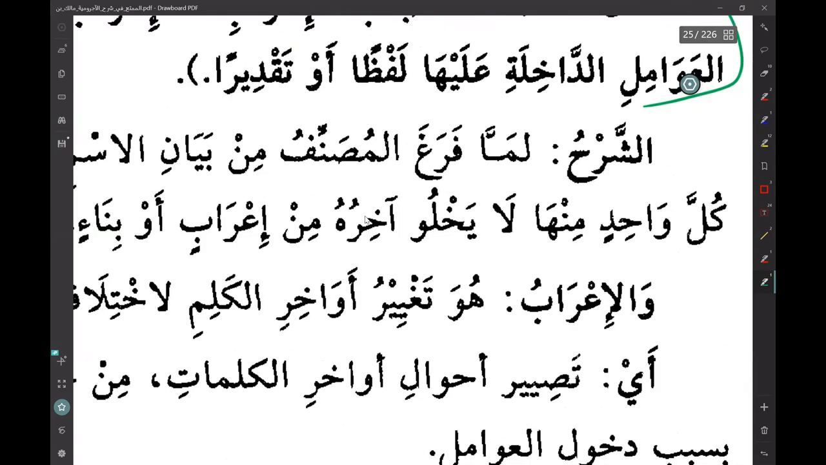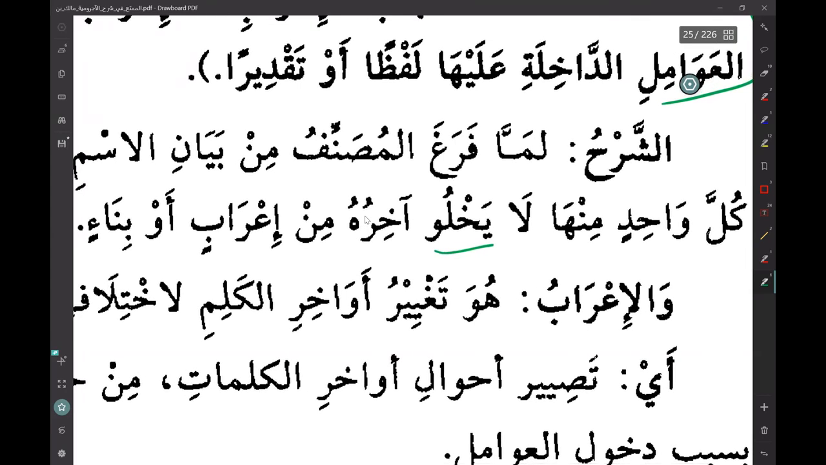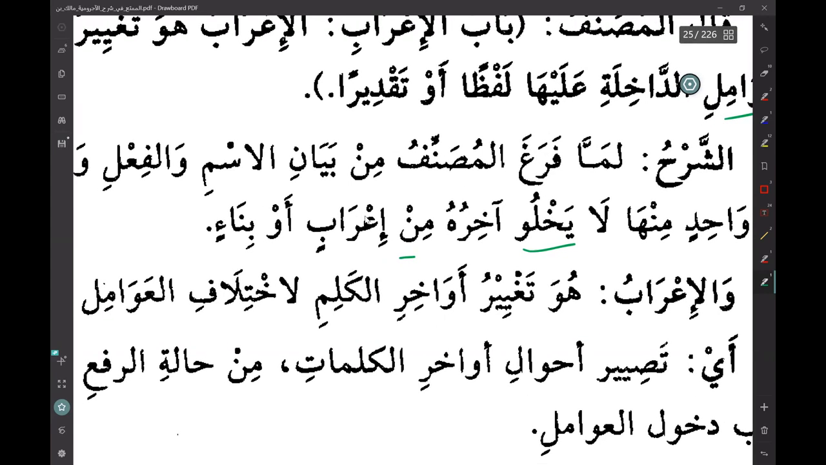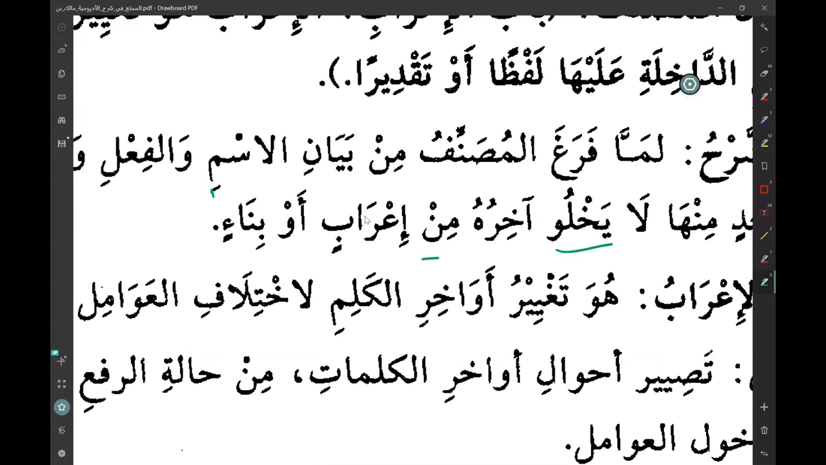So we're talking about what? The isim, the fail, and the harf. All of them, it does not khala yakhlu, it means it's not without, it doesn't go outside. Okay, so you understand. So it doesn't go outside of what? Their ending, the isim, fail, or harf, their ending being either i'rab or bina. That means whether it is mu'rab or mabni.